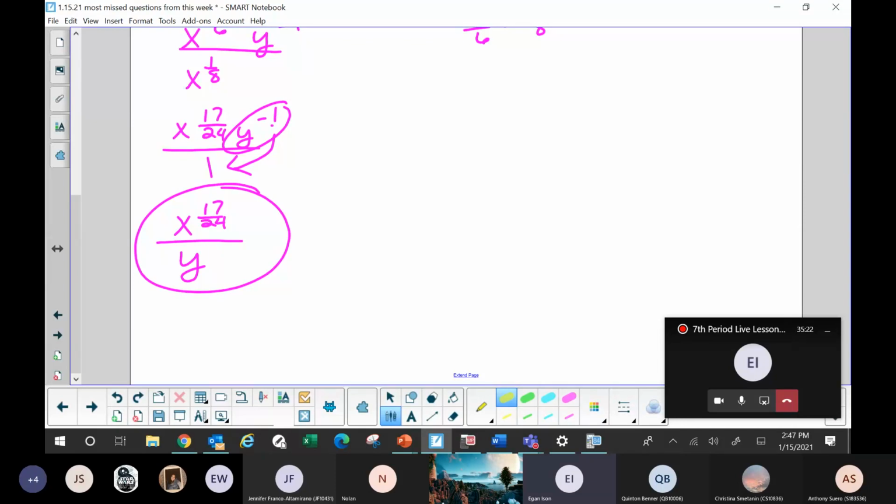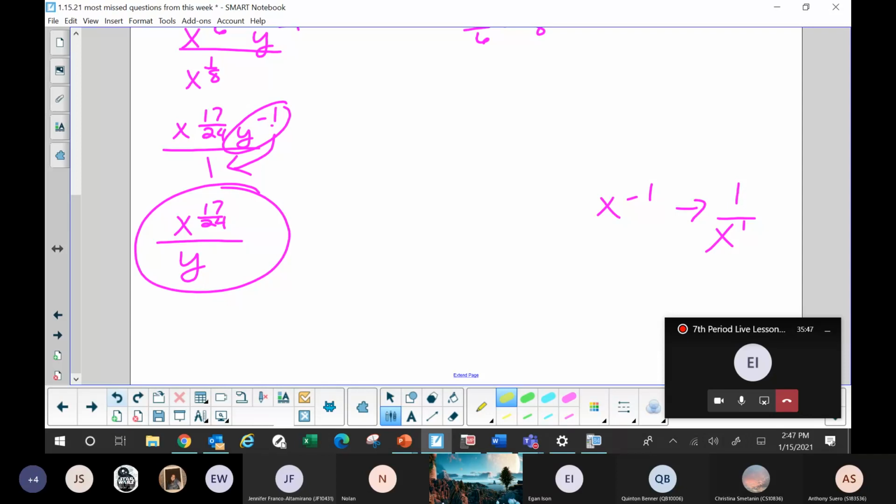Oh, okay, gotcha. So if you just had, let's say, x to the negative 1, how do you get rid of that negative? It's just 1 over x, or x to the first power. That's how you get rid of a negative exponent. You move it.